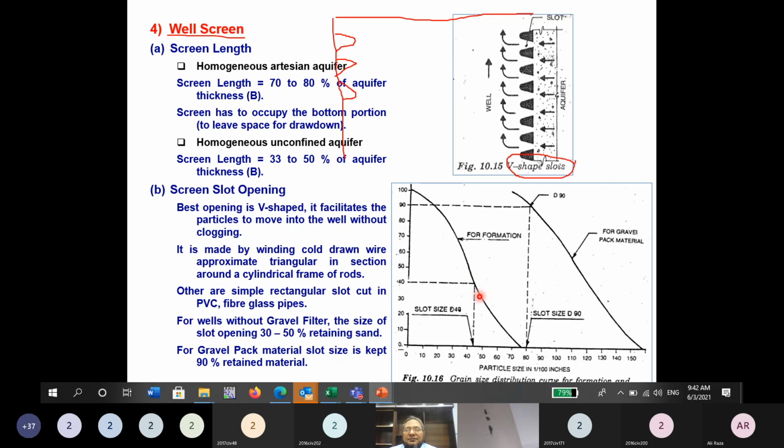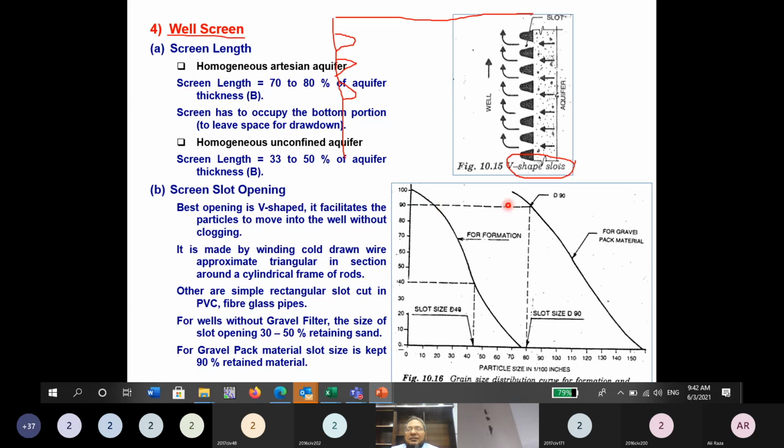This is the gradation curve for formation material. This is the gradation curve of the place where we are installing the well. This is the particle size, maybe in millimeters or in inches. And the 90% point is here, okay?